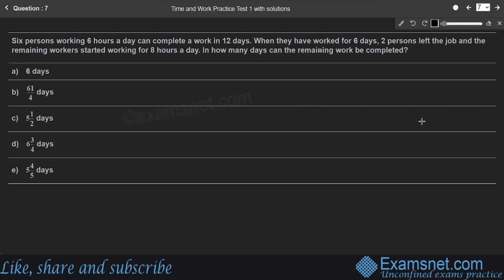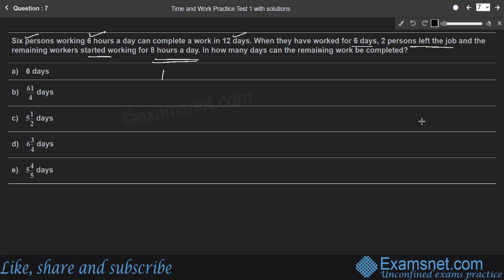Question 7. 6 persons working 6 hours a day can complete a work in 12 days. When they have worked for 6 days, 2 persons left the job and the remaining workers started working for 8 hours a day. In how many days can the remaining work be completed? Here, students, in the ideal case, 6 persons working 6 hours a day can complete the work in 12 days.